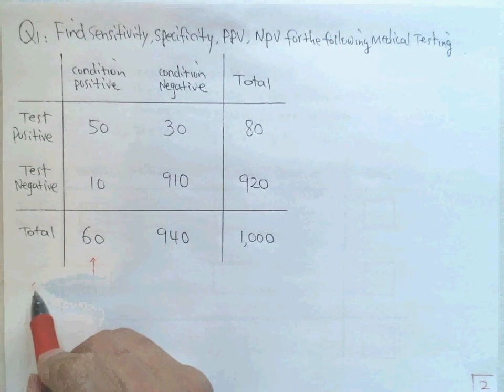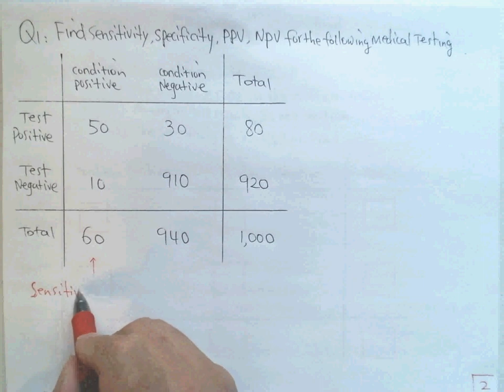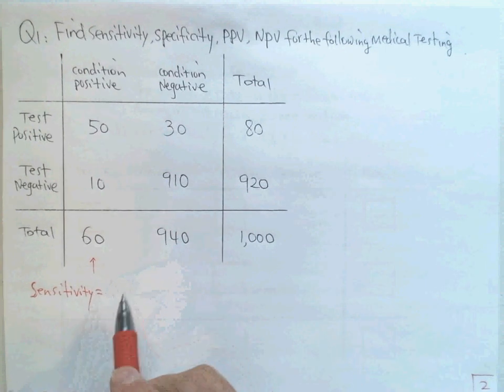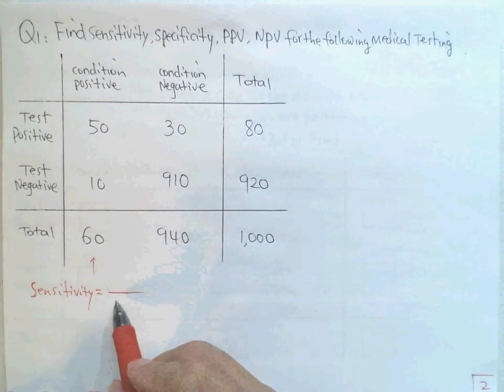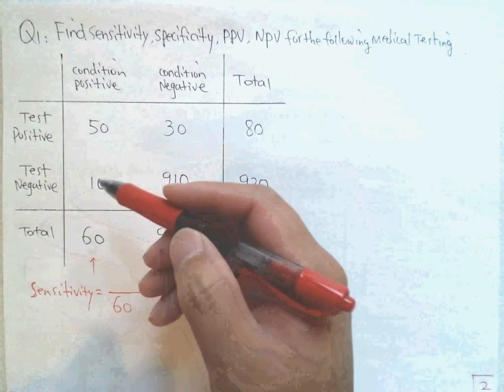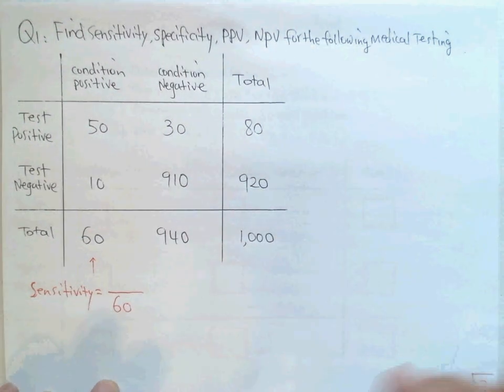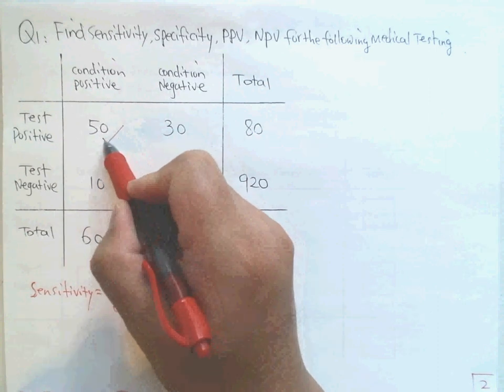We can say sensitivity equals, how do we do the calculation now? The total is 60, so I have to put a 60 here. Out of 60, what percentage are true? How many test results are true? 50 are true, right?